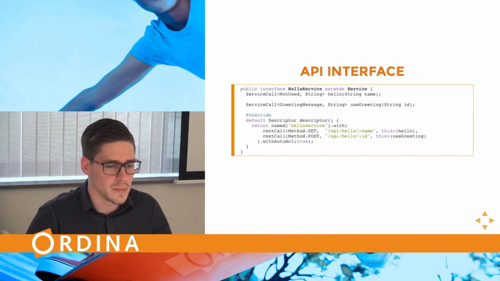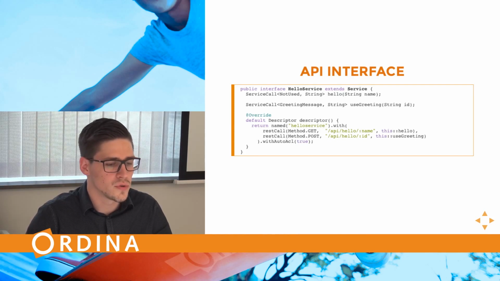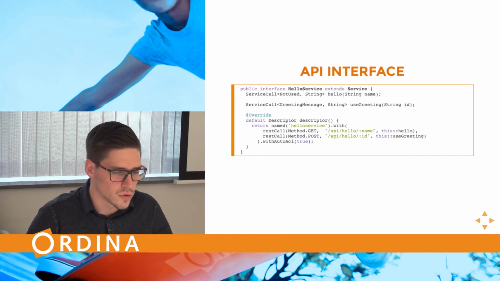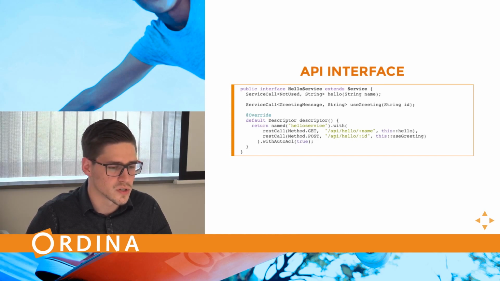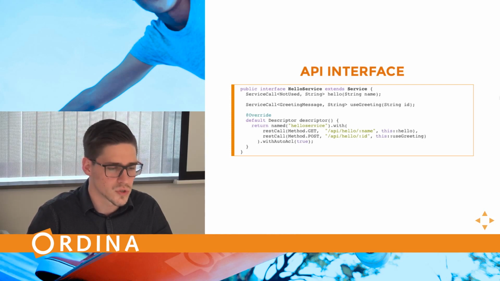This is an example of an API interface. So you have a public interface called HelloService, which extends the Service interface. And then you see that we have two methods defined right here. So we have two services defined. We have the hello and the useGreeting service. And you see that they both return a ServiceCall object with two parameters. The first one is the request, and the second one is the response object. For example, in this case, hello doesn't have a request object, but it does have a string as a response.